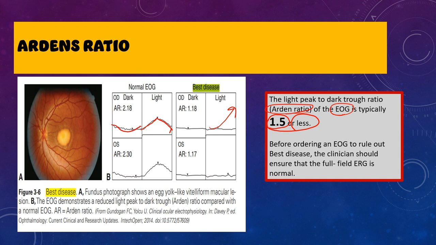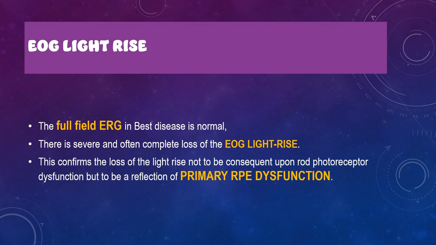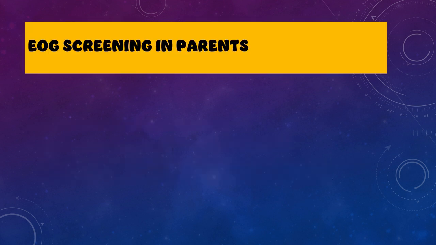Obviously, make sure that you do an ERG first and then go ahead and do an EOG. Don't just jump into an EOG, because many a time your ERG might also be affected, and in those cases you're not dealing with typical BEST disease. So as I told you, the full-field ERG in BEST disease should be normal, and the EOG light rise is affected. That indicates that you're dealing with a primary RPE dysfunction.